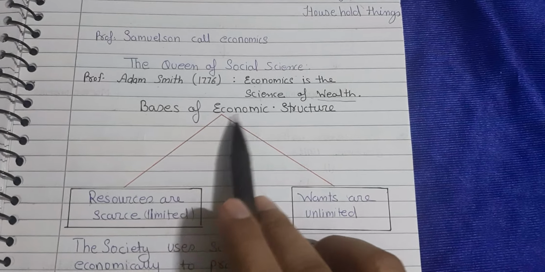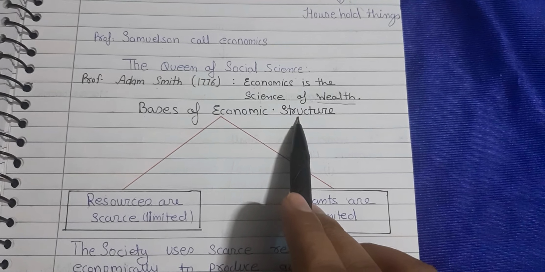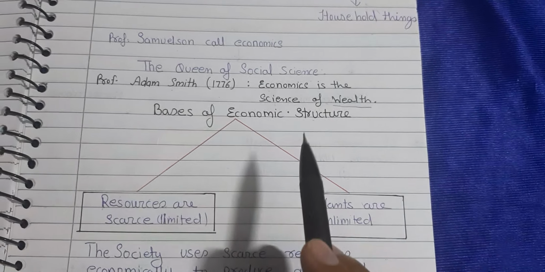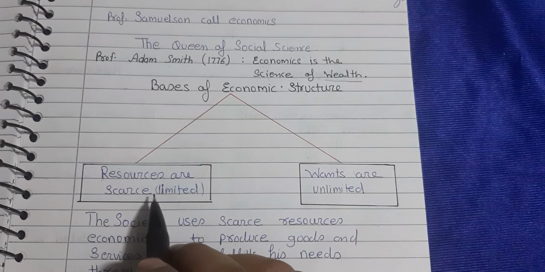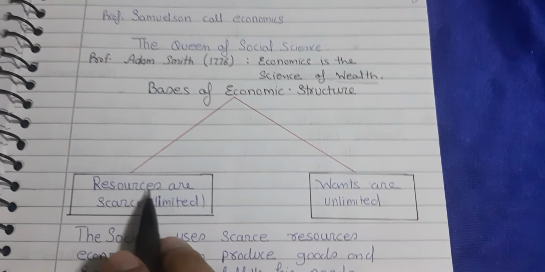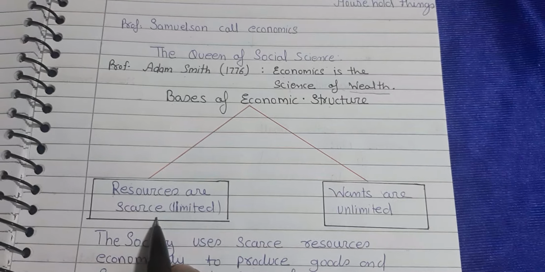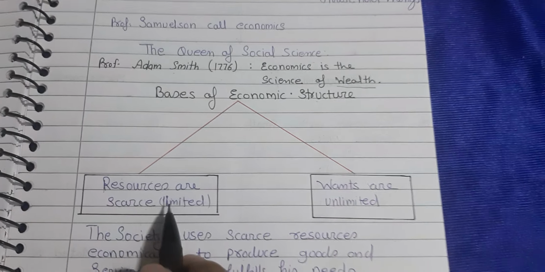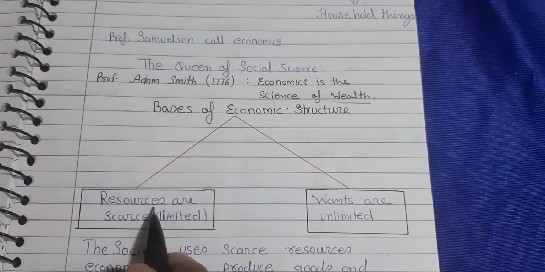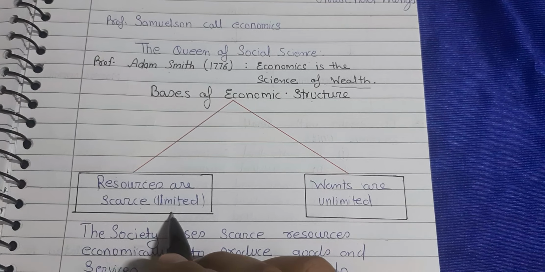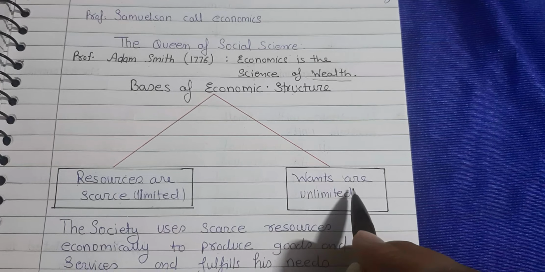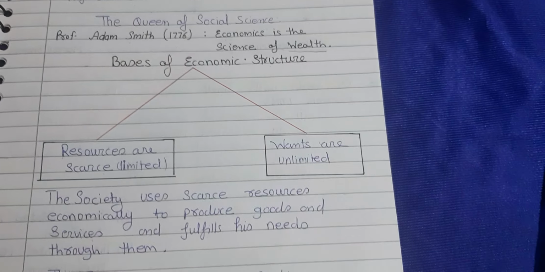there are bases of economic structure, or we can say two major important concepts of economics, which are: resources are scarce. Scarce is a new word maybe for you, which means limited. It means we have scarce resources and wants are unlimited for us.